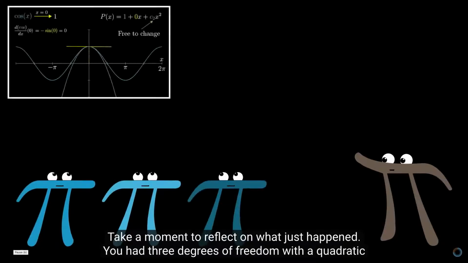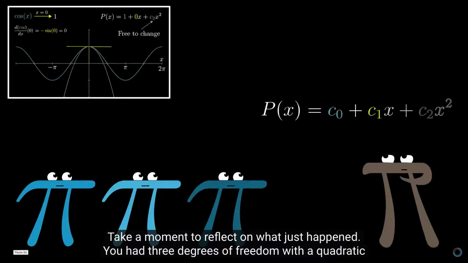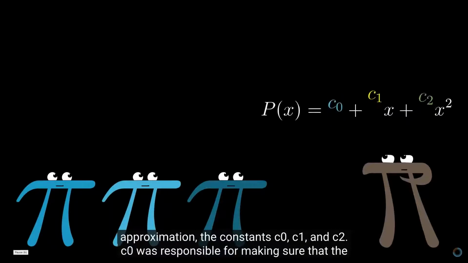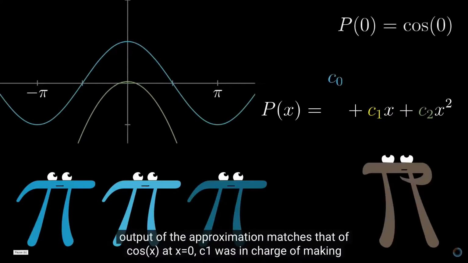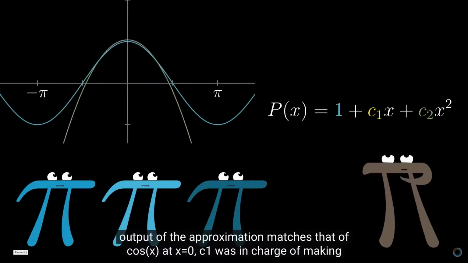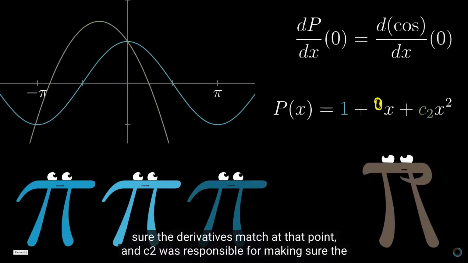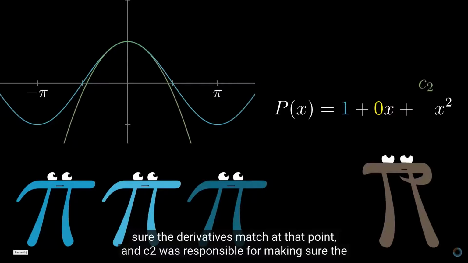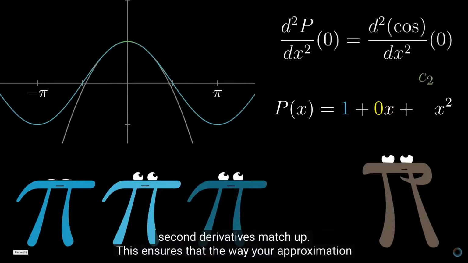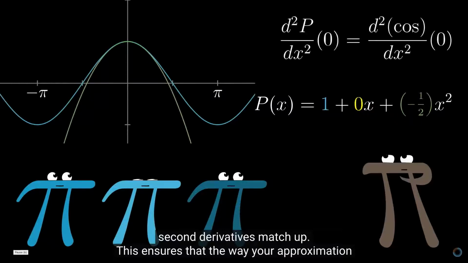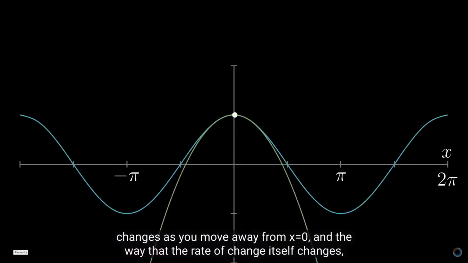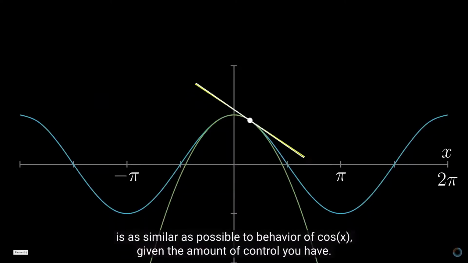Take a moment to reflect on what just happened. You've had 3 degrees of freedom with this quadratic approximation. The constants C0, C1, and C2. C0 was responsible for making sure that the output of the approximation matches that of cosine x at x equals 0. C1 was in charge of making sure that the derivatives match at that point. And C2 was responsible for making sure that the second derivatives match up. This ensures that the way your approximation changes as you move away from x equals 0, and the way that the rate of change itself changes, is as similar as possible to the behavior of cosine x, given the amount of control that you have.